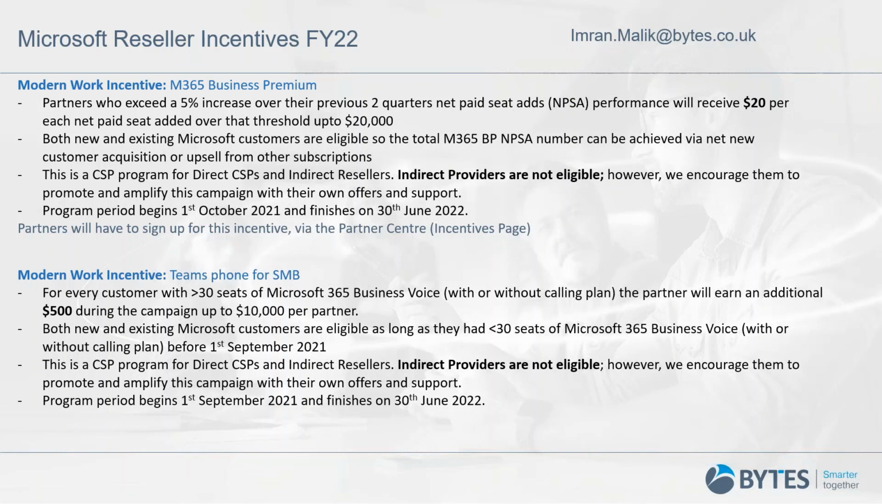The second one is the modern work incentive, Teams Phone for SMB. For every partner that has a customer under 30 seats of Microsoft Business Voice, with or without calling plans, if you go over 30 seats, you will get $500 per campaign, with up to $10,000 maximum per partner. This is a fantastic opportunity if you are looking to drive the Teams aspect to your end customers. This started on the 1st of September, and we have a link which we will share with you after the call with the slides. It's Microsoft Forms, and you can sign up directly there.